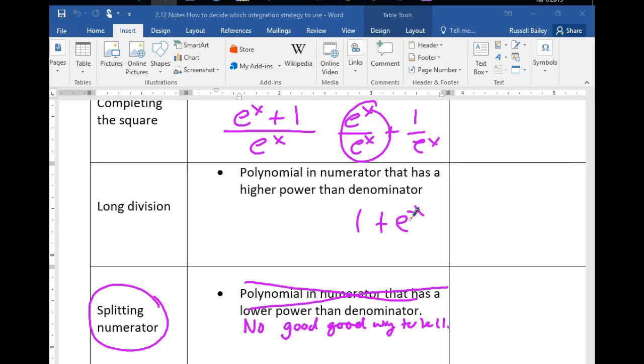Yeah. Why does 1 over e become e to the negative 1? Yeah.